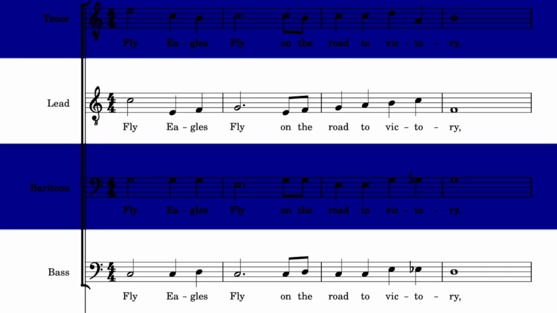Let's make this more fun. Now I'm going to play you two voice parts at the same time. It could be lead bass, it could be tenor lead, it could be baritone bass, etc. Example 1. Which two voice parts did you just hear? You just heard lead and bass.